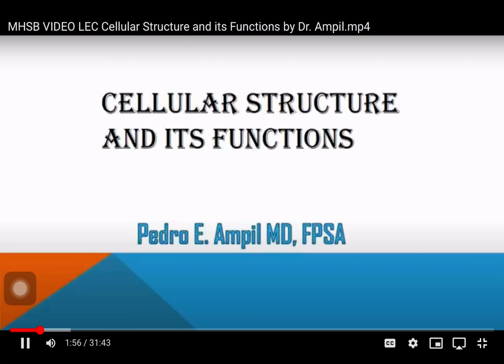Let us now go into definition of terms. First, let us define histology. Histology simply means the study of tissues. Tissues are groups of cells similar in structure, function, and intercellular substances. Cells are the smallest structural and functional units of the body, and the study of cells is called cytology. So we study cells with the use of microscopes, the light and electron microscope and other forms of microscopy.